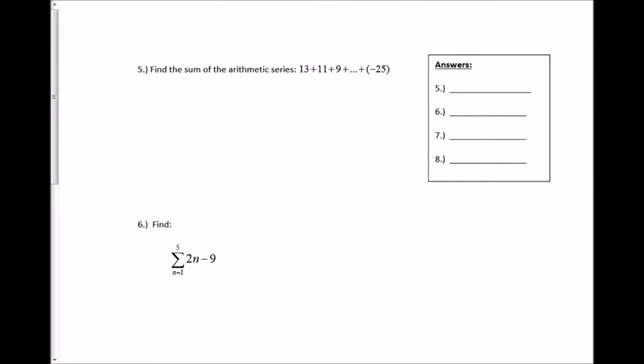For this one, it said to find the sum of the arithmetic series. So once again, arithmetic means I'm using this formula. The s sub n equals n over 2 times a sub 1 plus a sub n. And I plug in what I know. I know a sub 1. I know the first term is the 13. I know the last term. See, this was the first term. The last term is the -25. The thing I don't know is the n value. So I need another formula.